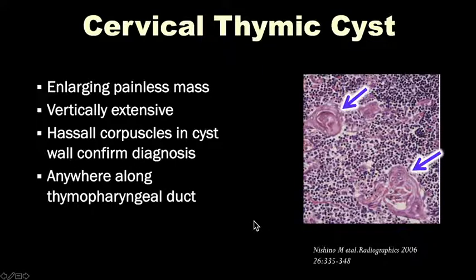Cervical thymic cyst occurs if the thymic remnant interacts with surrounding mesoderm or neural crest to produce a cyst. And it's difficult to tell this cyst from other congenital cysts on imaging preoperatively. One clue is that they tend to be vertically extensive, but it's really up to the pathologist. They'll see the Hassall corpuscles or normal thymic tissue in the wall of the cyst. It can occur anywhere along the thymopharyngeal duct.